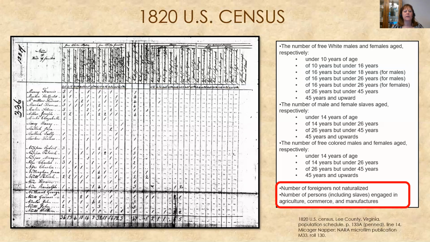Other additional categories that were added for the first time on the 1820 census were the number of foreigners not naturalized and the number of persons, including slaves, engaged in agriculture, commerce, and manufacturing. The information contained in the 1820 census is huge for anyone researching enslaved or free colored persons. They may not have been listed by name, but for the first time they were divided into age groups, and they were also included in the occupation categories.